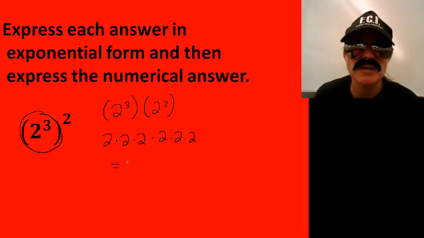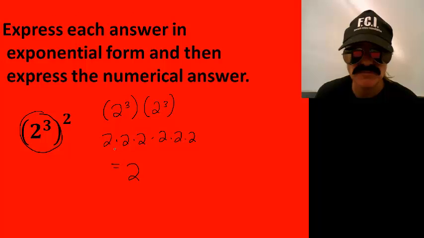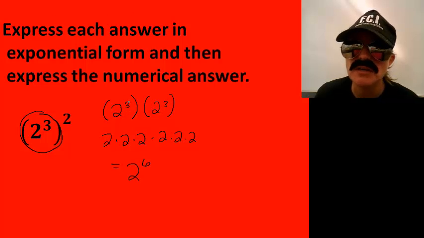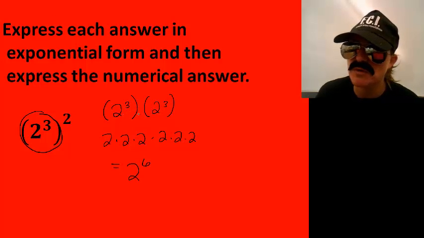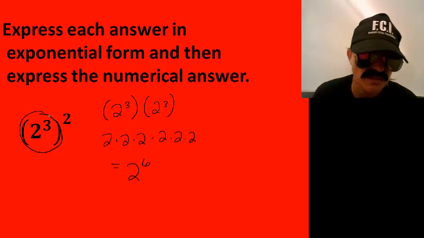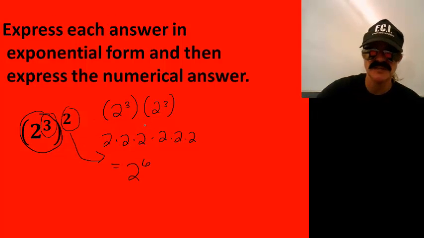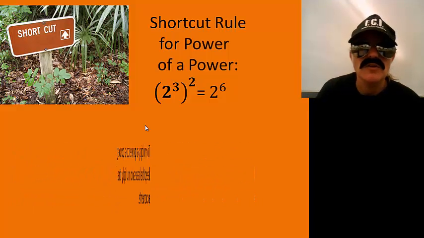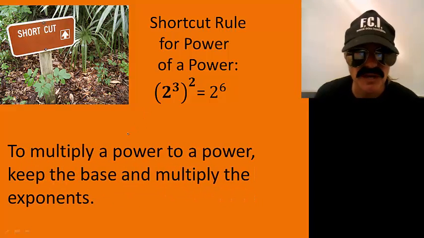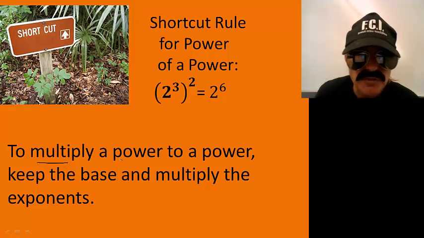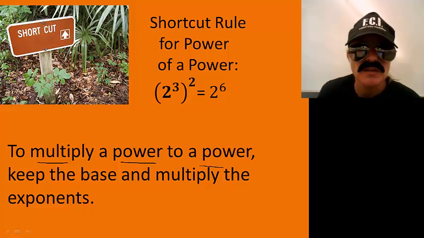So now I can find my exponential answer. I have my base of 2, and the exponent is 1, 2, 3, 4, 5, 6, which, if we started up here, we knew because the bases were the same and we're multiplying, that we just add the exponents. But there's an even shorter cut. Look at your exponents. Can you get to there without doing all of this work? I think you can. In order to do that, you're going to multiply. So when you have a power to a power, keep the base and multiply the exponents.